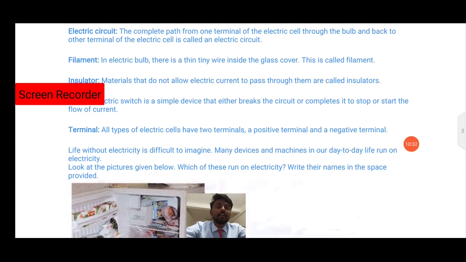Okay, electric circuit. What do you mean by electric circuit? The complete path from a terminal of an electric cell through the bulb and back to the other terminal of the electric cell is called an electric circuit. Yes, sir, one more time. The complete path of one terminal of the electric cell through the bulb and back to the other terminal of the electric cell is called an electric circuit. Okay.